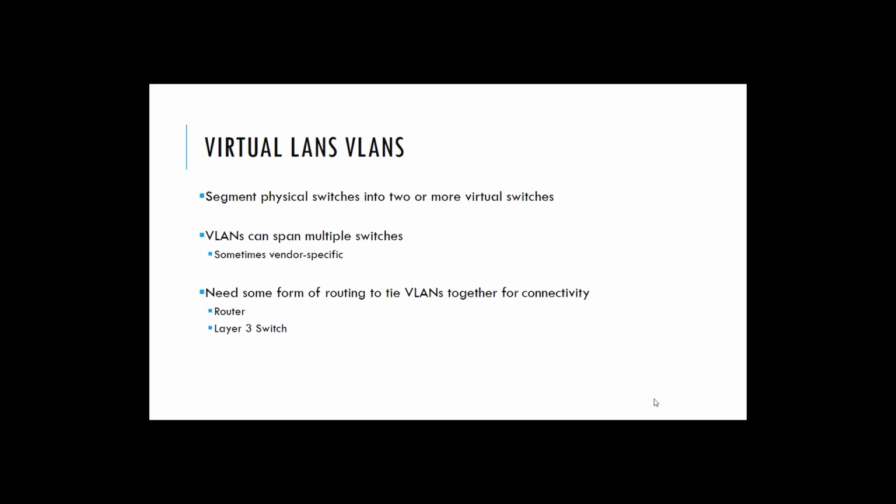VLANs can span multiple switches. One VLAN can exist on switch 1 and switch 2 and switch 3. And by the same concept, switch 1 can be composed of VLAN 1, VLAN 2, and VLAN 3. Sometimes this is limited by vendor-specific switches, so all the switches need to be Cisco switches or Huawei switches to span VLANs across them, and sometimes this is not a restriction.